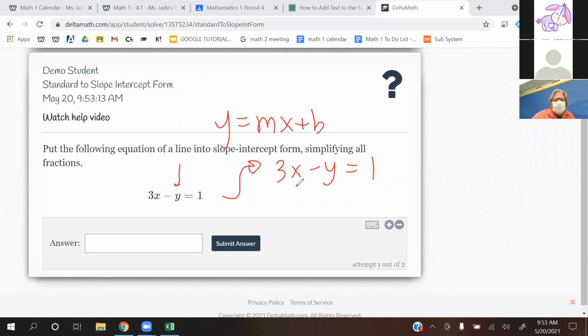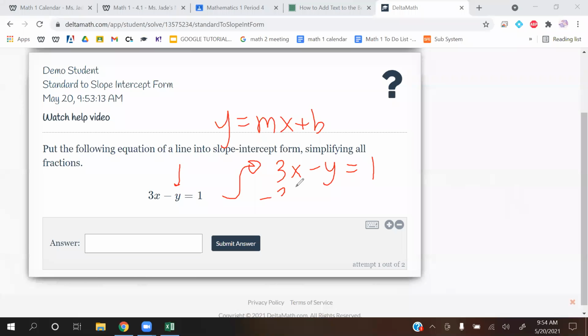Okay, so if we want y by itself, the 3x is in the way. This is a positive 3x, so I'm going to subtract 3x to the other side so that it just moves to the right side. Those cancel out. We get negative y is equal to negative 3x plus 1. Okay, so we're really close, but remember in y equals mx plus b, y is positive, and we don't want a negative y over here.